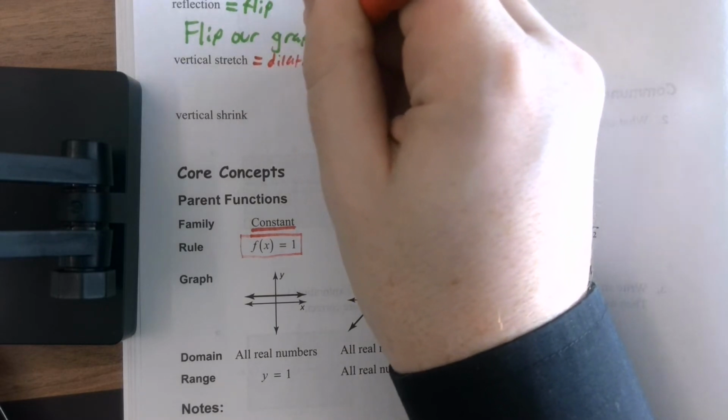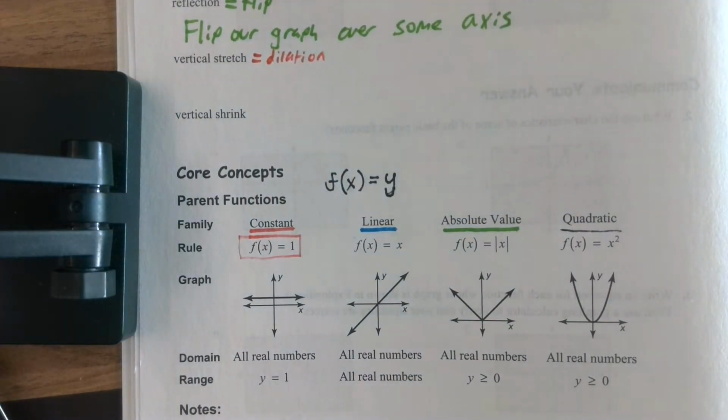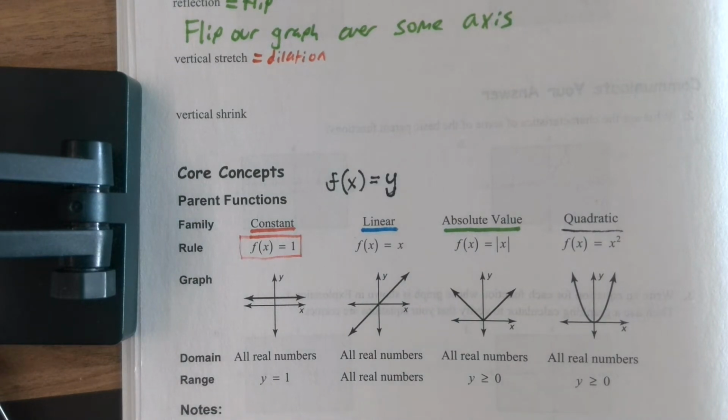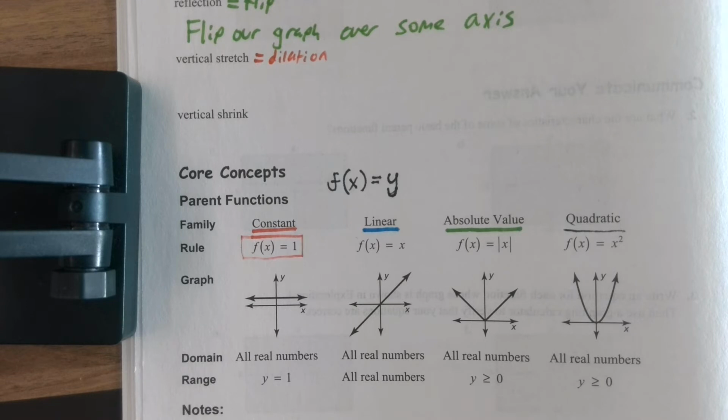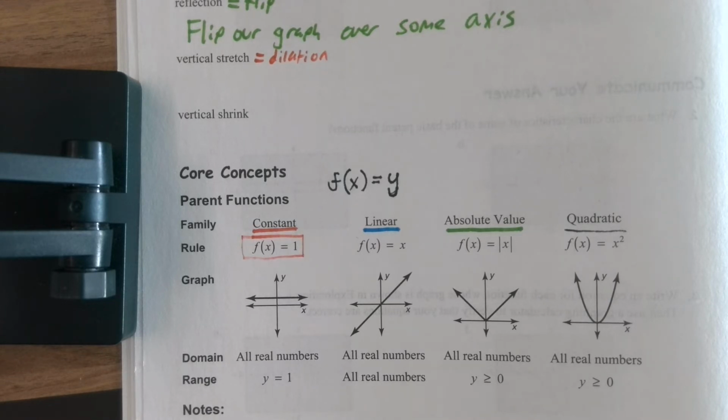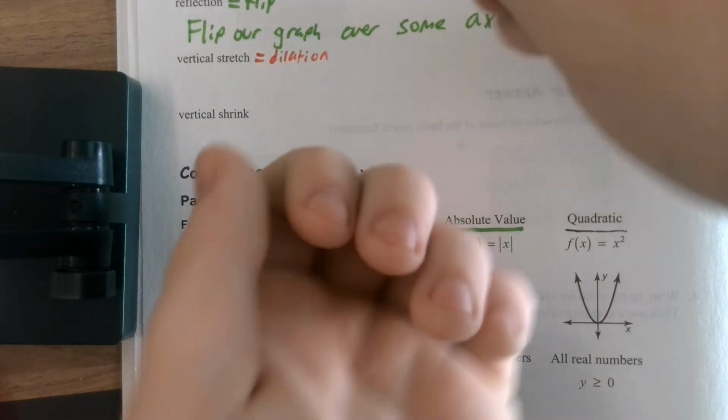You know when your pupils dilate and they get either really big or really small? Well, just like how the pupils in your eyes might dilate, our graphs can also get much bigger or smaller. When we talk about a vertical stretch, the way I always like to think of it is this.